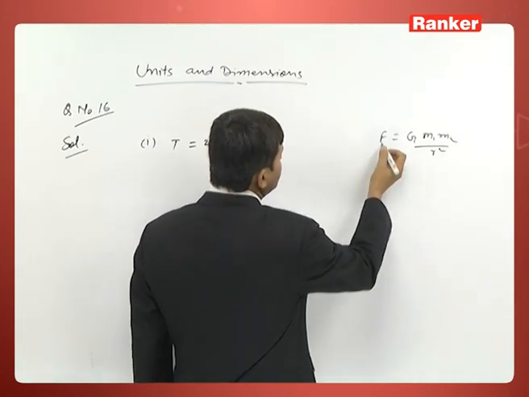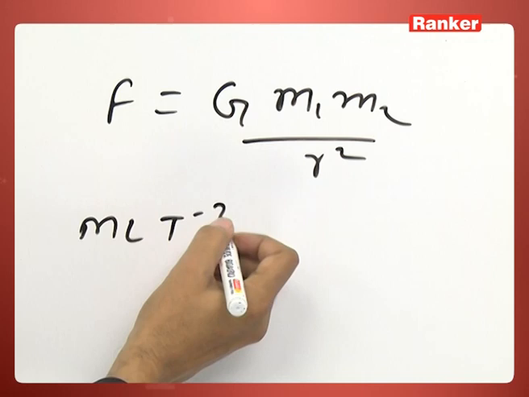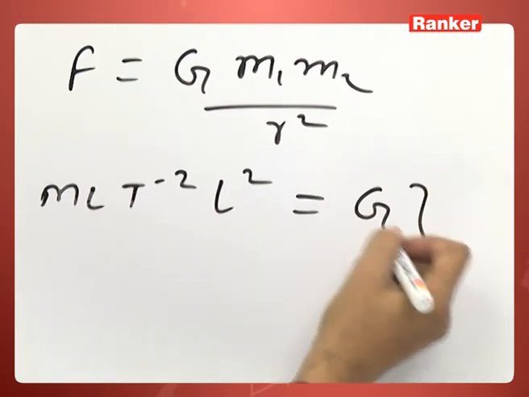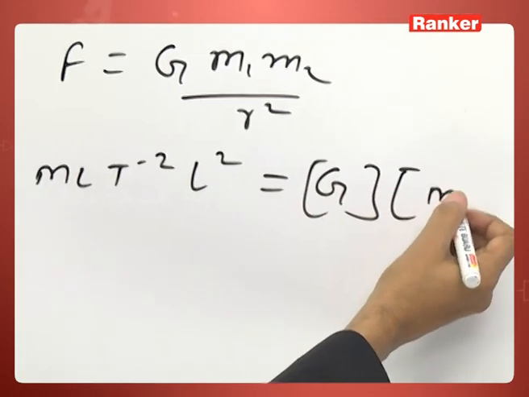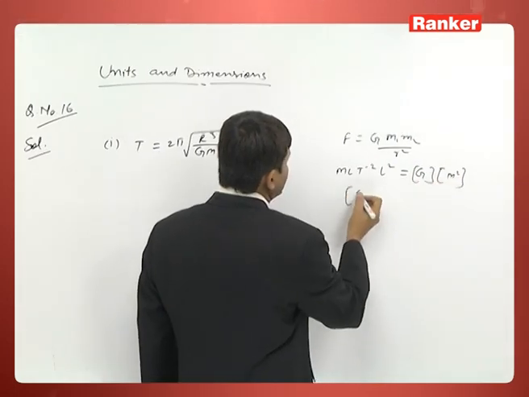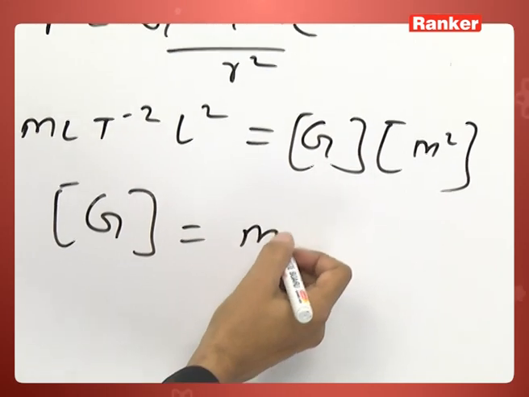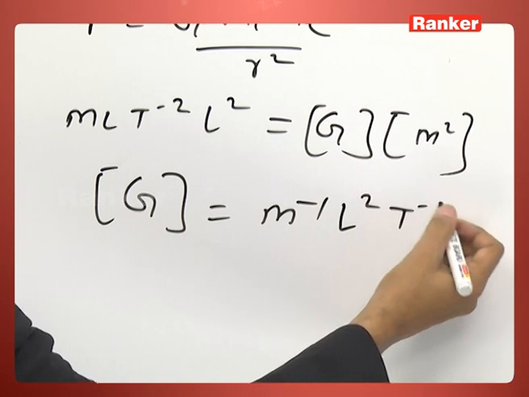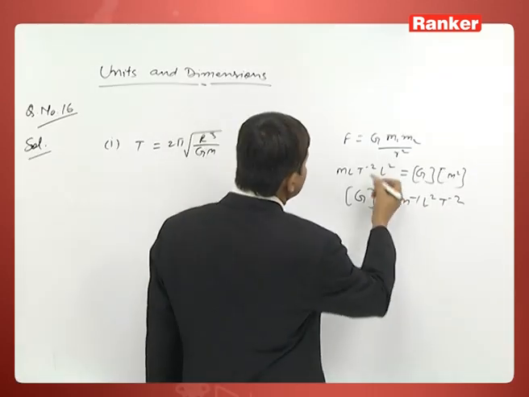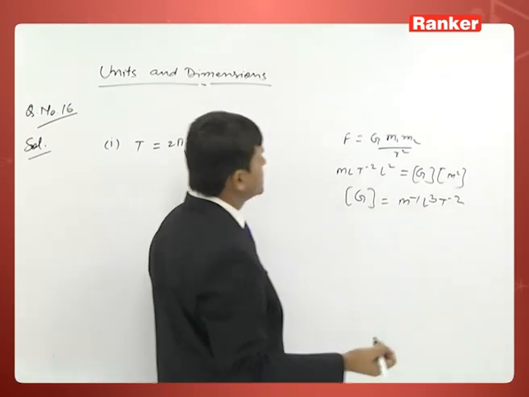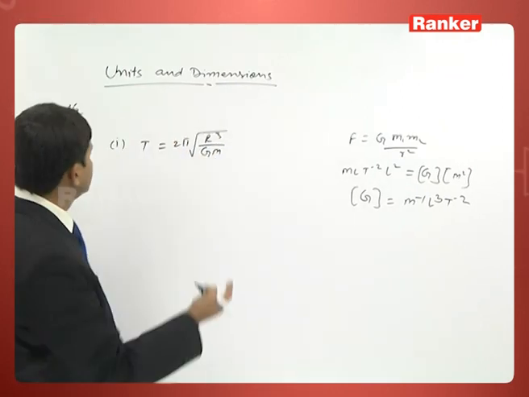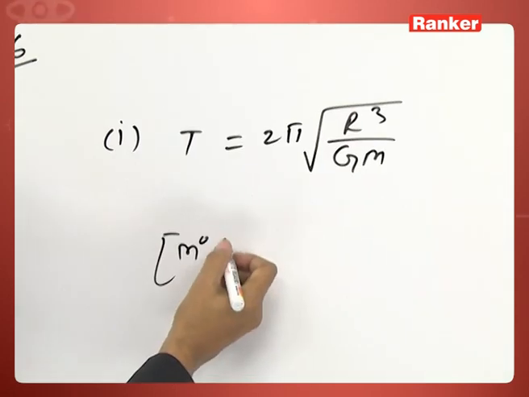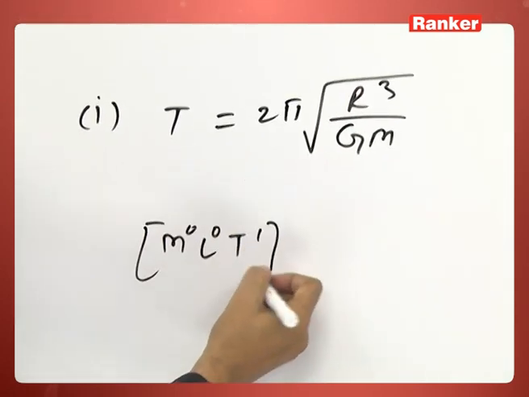So the dimension of F is MLT^-2. This is L^2, that is the dimension of G. Dimension of m is M^2. So the dimension of G will be M^-1 L^3 T^-2. This is the dimension of G. So check it. Left hand side, dimension is M^0 L^0 T^1.